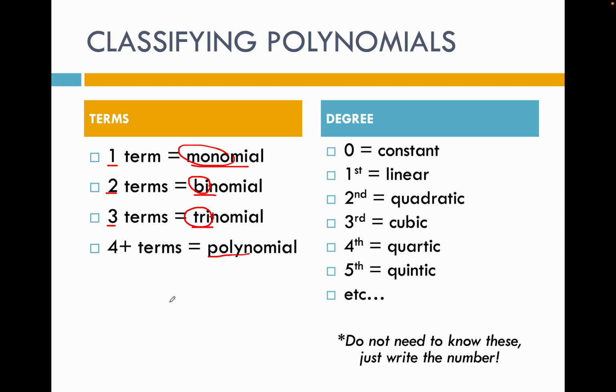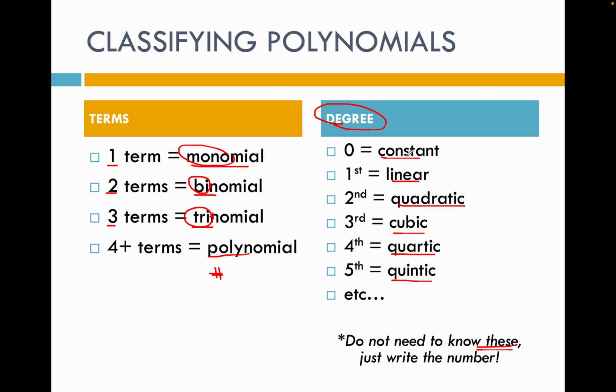If you recall from learning about polygons, the prefix poly means any number. And so in this case, 4 or more, we just call it a polynomial. We don't have specific names for one that has 4 terms, 5 terms, 6 terms, etc. We do have names for the degree. However, I'm not going to ask you to remember the names of the degree, just how to identify what the degree is. So these things that I'm underlining in red, you don't need to memorize these, but you will need to be able to identify what the degree is.